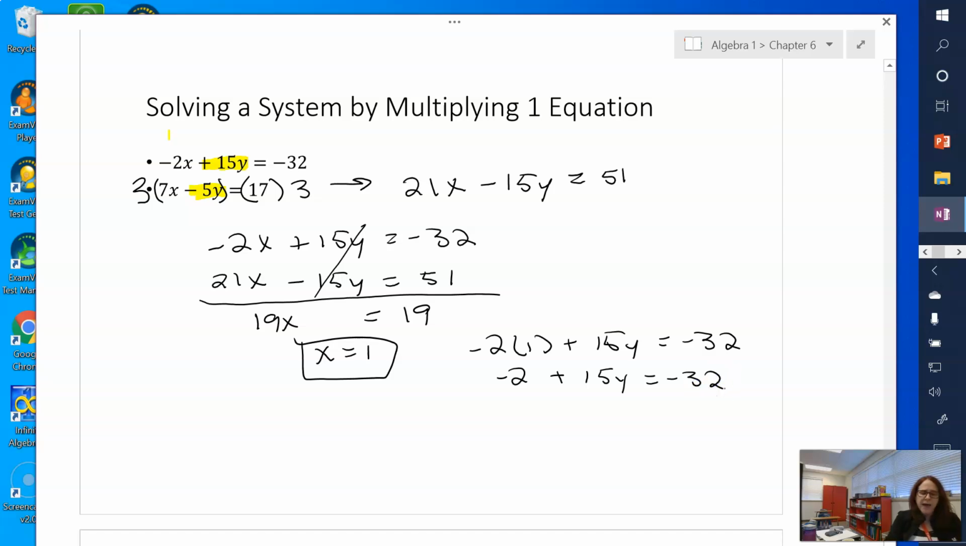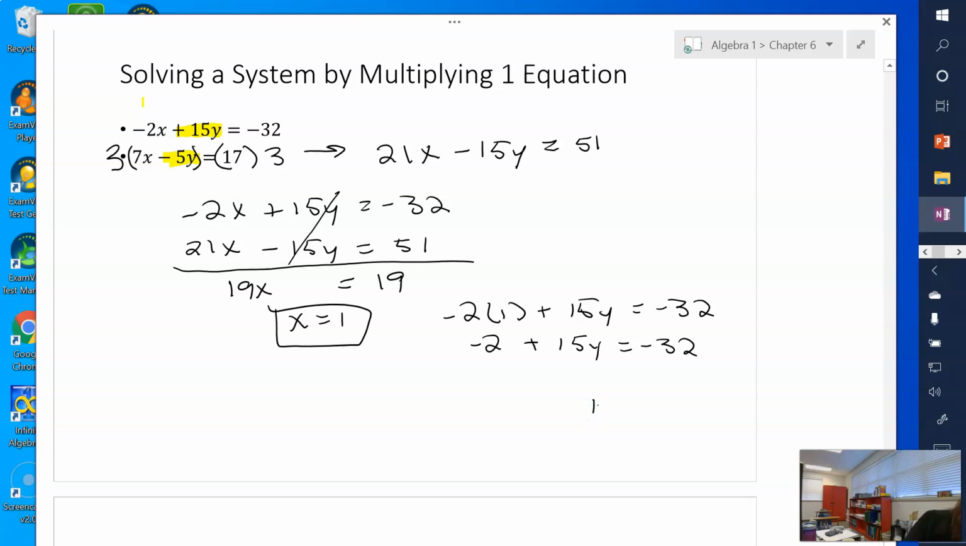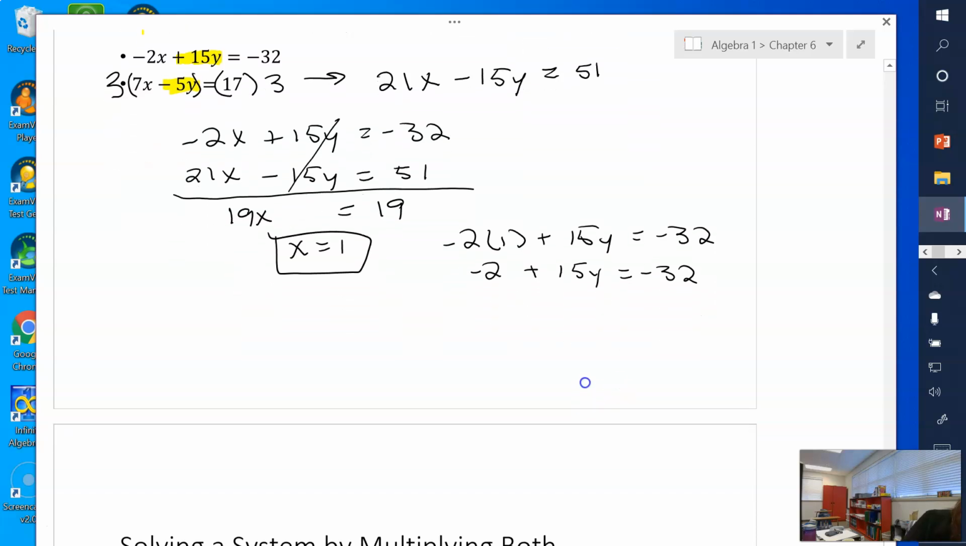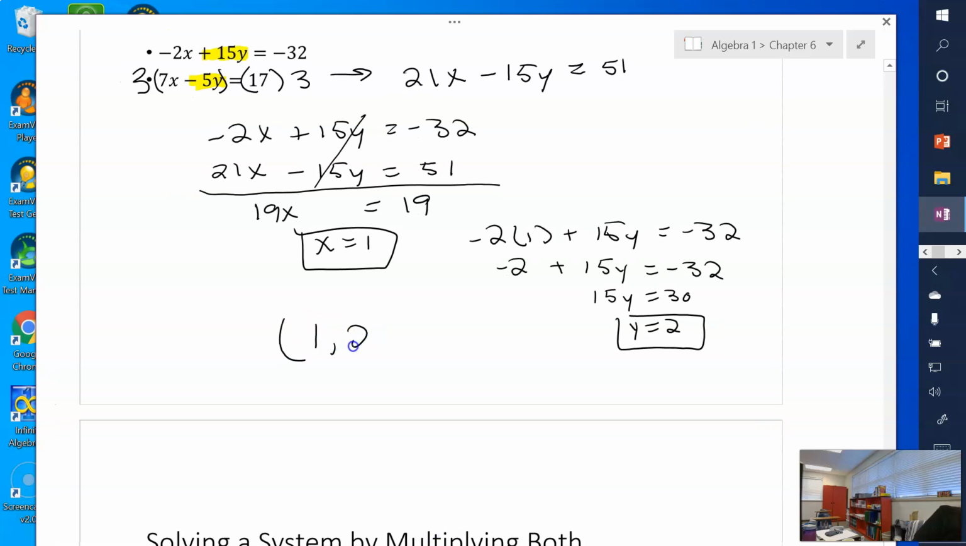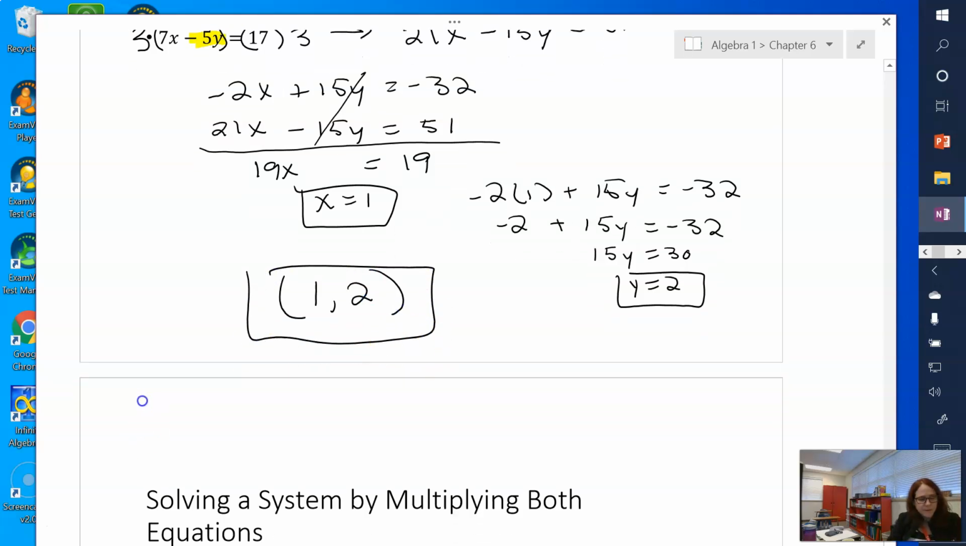I'm going to add 2 to both sides. So I get 15y equals 30, which gives us y equals 2. So now my answer for this one is x is 1, y is 2. So 1, 2. Okay.